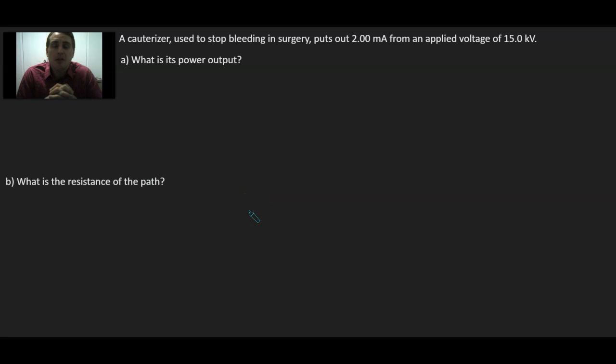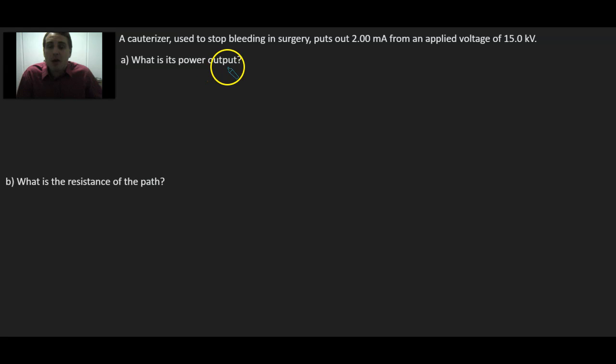Hello, and I would like to perform a calculation having to do with electric power dissipated by an electric resistor. So let's start off with the knowns of this problem, and that is a cauterizer, which is used to stop bleeding in surgery of a patient, so a living patient, this could be a human or an animal, puts out 2.00 milliamperes from an applied voltage of 15.0 kilovolts.